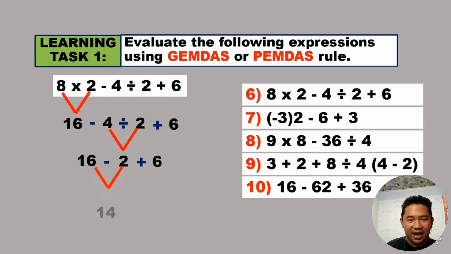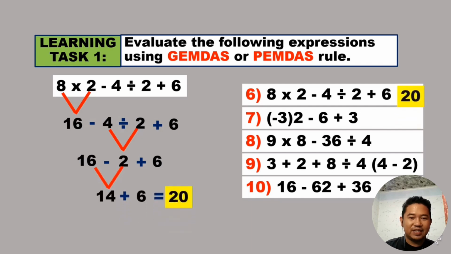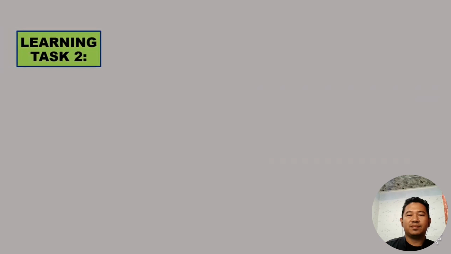So what are we going to do next? Very good. So 16 minus 2, that's 14. Then plus 6. So 14 plus 6 is equal to 20. Very good.